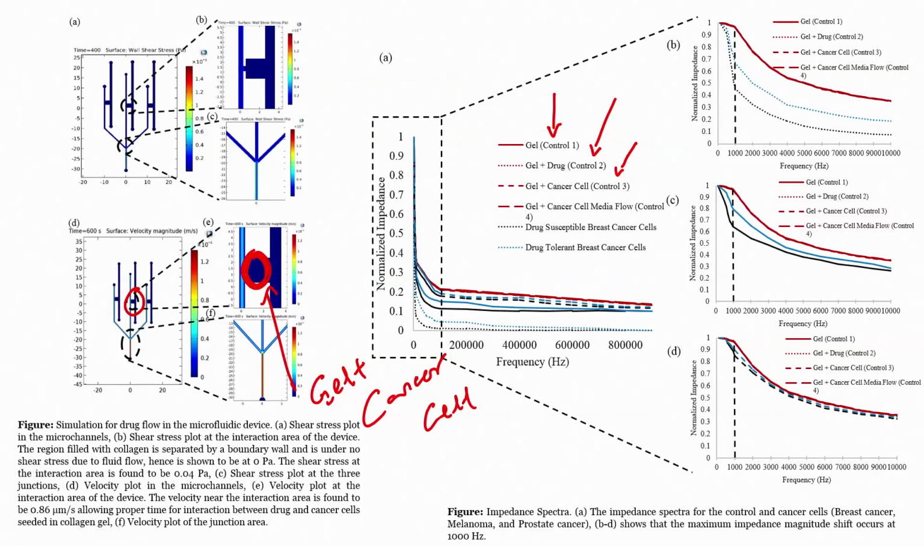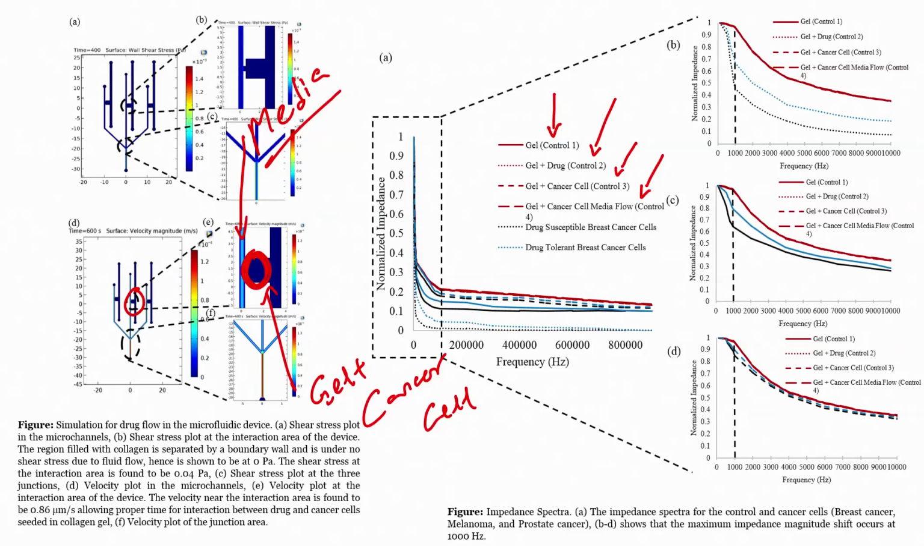Now, the fourth control. We have used 4 controls, I am sorry, not 3. The fourth control would be gel plus cancer cell and media flow. So, now we are flowing just media, no drug.